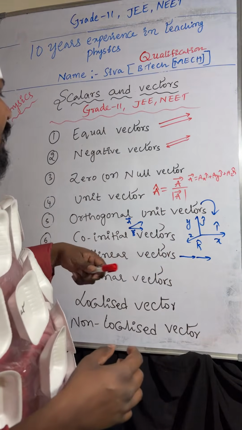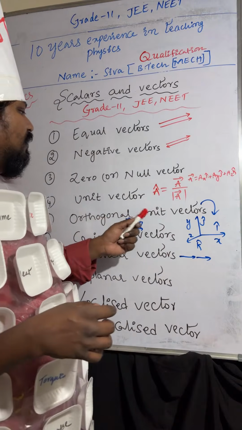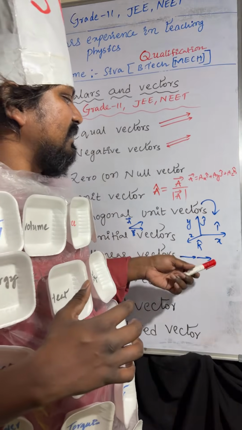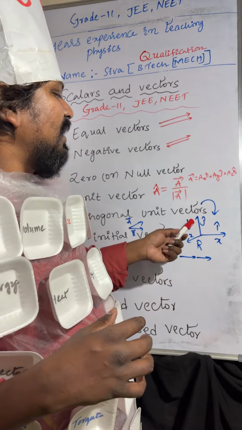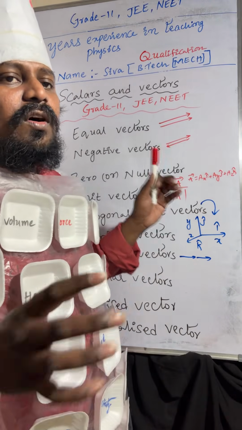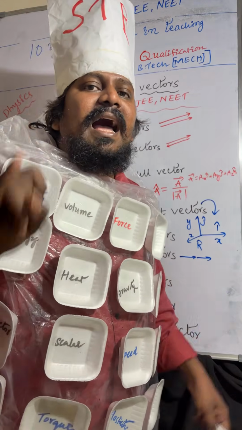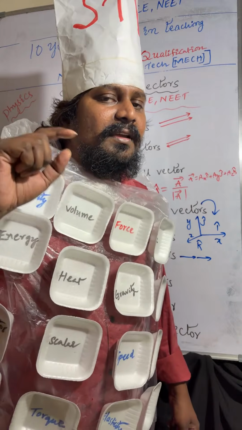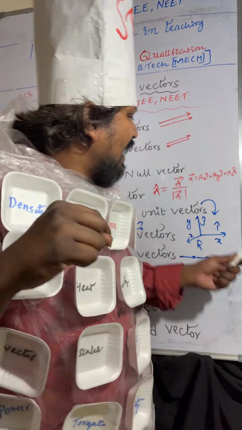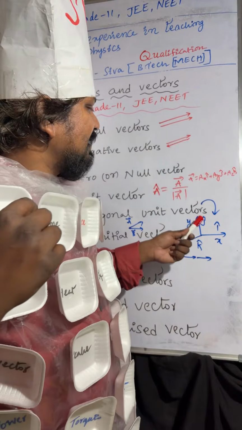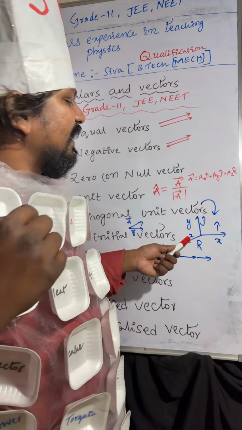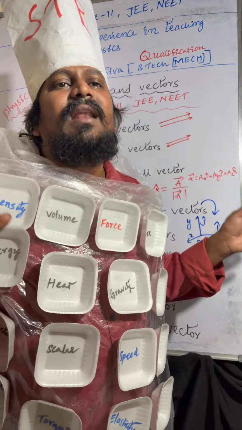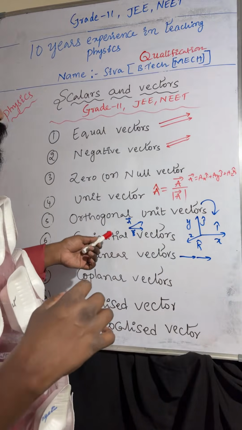And coming to orthogonal unit vectors, the unit vectors acting along the orthogonal axes. I cap along x axis, j cap along y axis, k cap along z axis. Those are the unit vectors. I cap is a unit vector along x axis. J cap is a unit vector along y axis. K cap is a unit vector along z axis. These unit vectors are acting along the orthogonal axes. Understood?